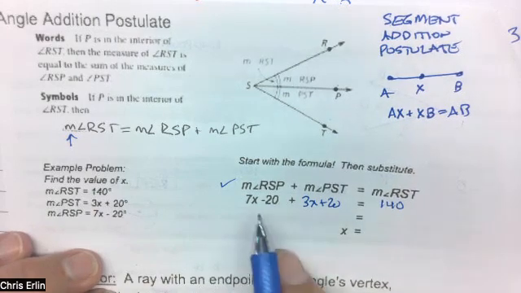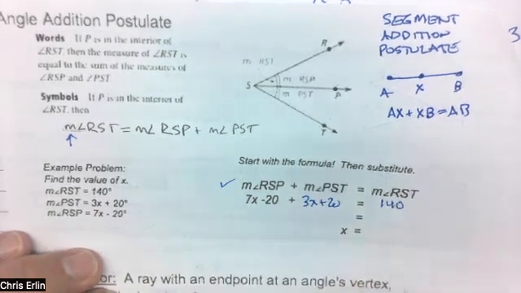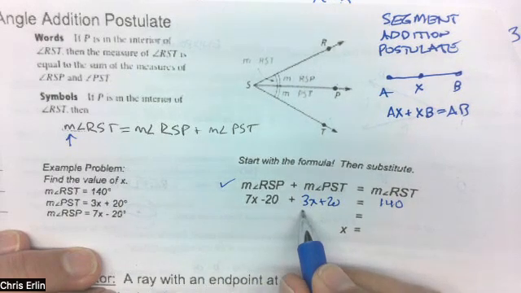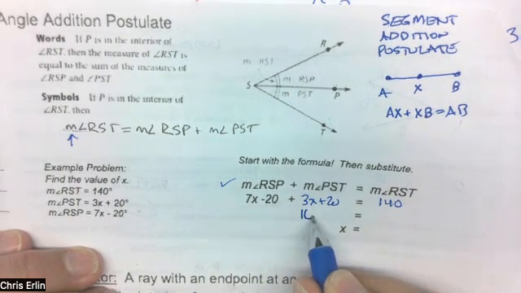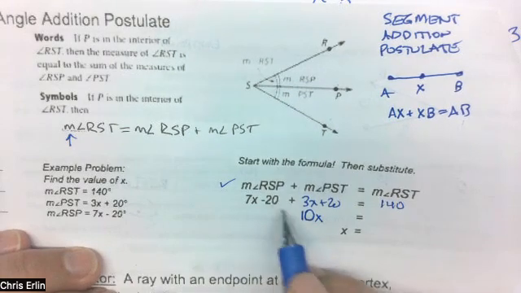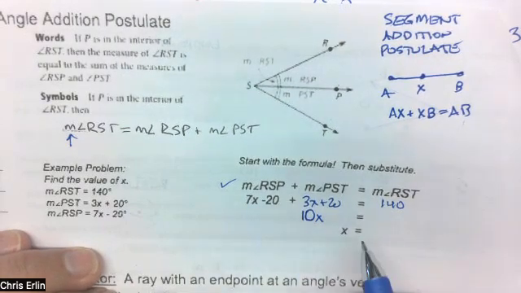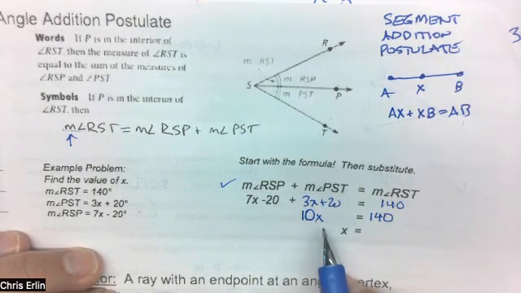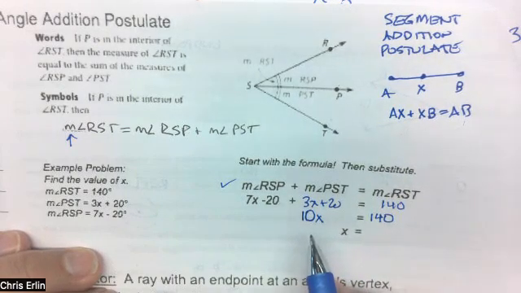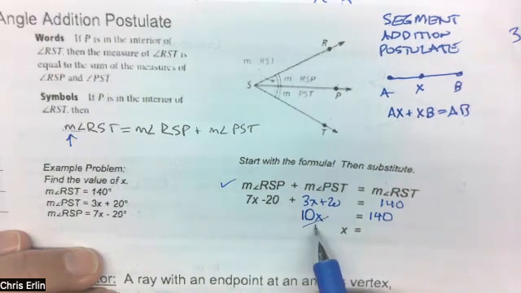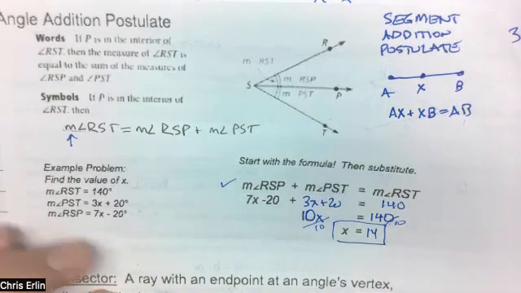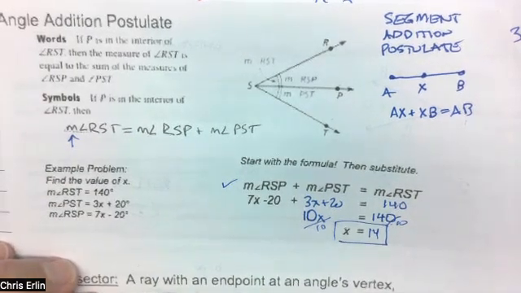I can solve this. First thing I should do is combine like terms. 7x plus 3x is 10x, negative 20, positive 20 makes 0. So 10x is equal to 140. I don't want 10x's, I want just 1x. What do I do to both sides? Divide by 10. And I get x is equal to 14. Easy peasy, right? Any questions on that?